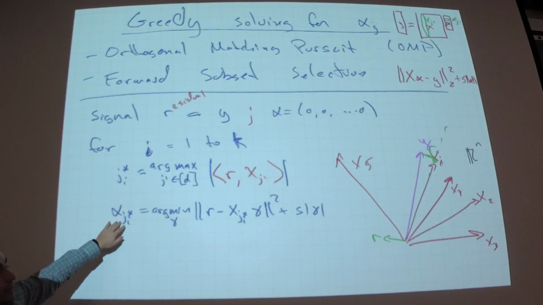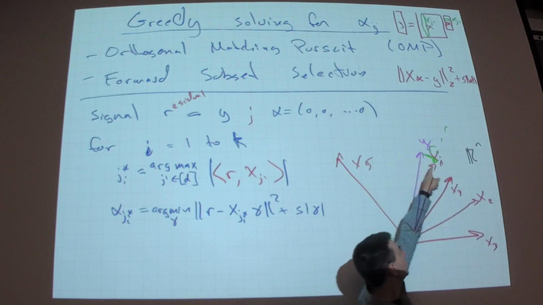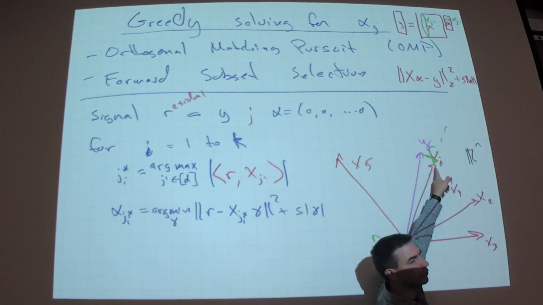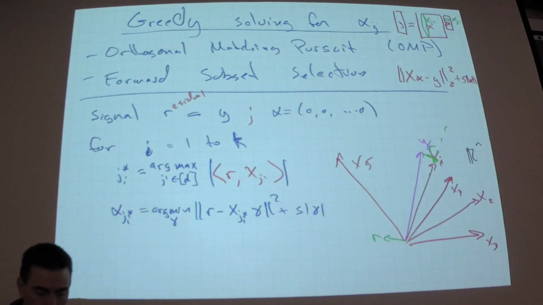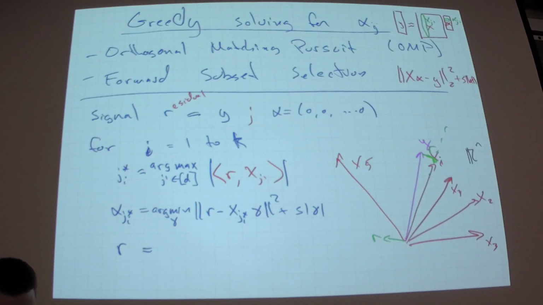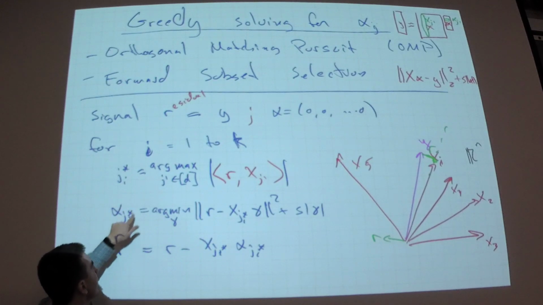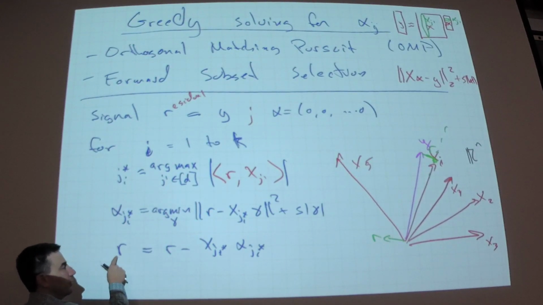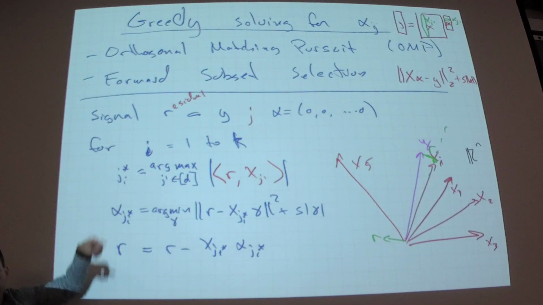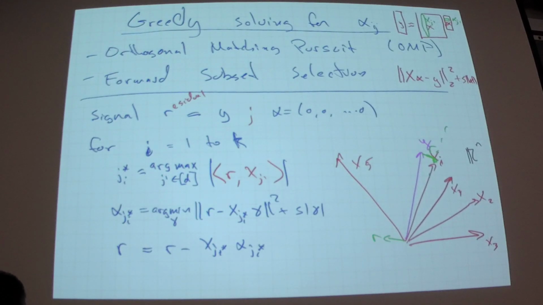So I can solve for the best prediction here. Maybe it's not exactly the closest point, but maybe it's shrunk by a small amount, which is probably what happens. Then I'm going to update and set the new r equal to r minus x_j_i star times alpha_j_i star, whichever I solve for. So I took the column, and I figured the value I solve for here. I subtract that from the old residual and I get the new residual, and then I go back to the start of the for loop. At the end I return alpha.